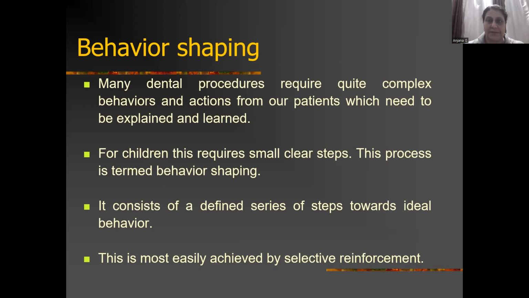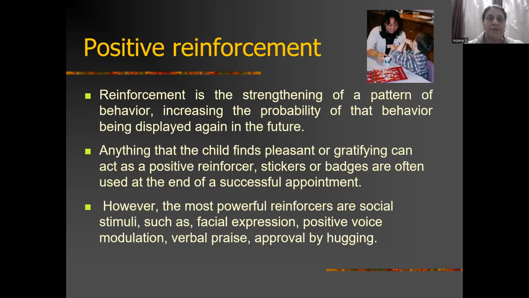Selective reinforcement is by appreciating only desired behavior and ignoring bad behavior. So what needs to be reinforced gets reinforced, and what needs to be ignored gets ignored. So the child progressively starts showing the desired behavior. That's called selective reinforcement. Reinforcement is a strengthening of a pattern of behavior, increasing the probability of that behavior being displayed again in the future.